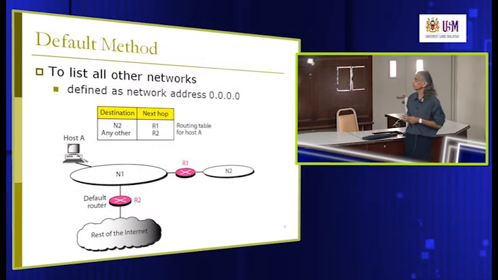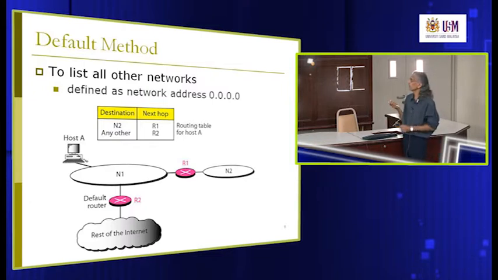Okay. The third part is the default. Right? So this is basically to list all other networks. It means that we cannot be keeping a list of all the possible addresses or networks. Right? So we say this is the one we know, and if it's not one of these, then the default is this. So to list all other networks, the special address 0.0.0.0 is used. That's what we saw earlier in our routing table of this machine just now.